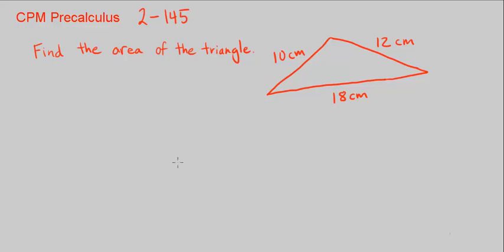This is CPM Precalculus, Chapter 2, number 145. So here we're asked to find the area of this triangle. So here's the triangle, and we know three sides of the triangle and nothing else.